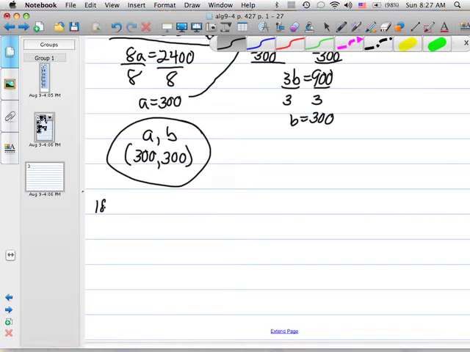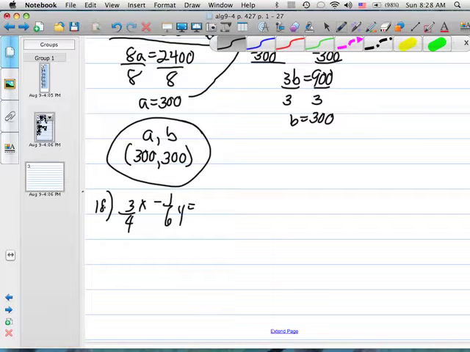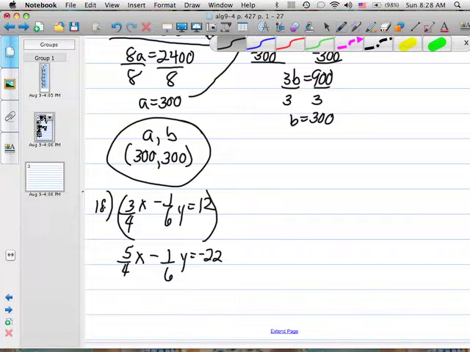Problem number 18. We have 3/4 x minus 1/6 y equals 12, and 5/4 x minus 1/6 y equals negative 22. Let's get rid of the fractions and rewrite this completely. I'm going to multiply this one by 12, and the same with this one.